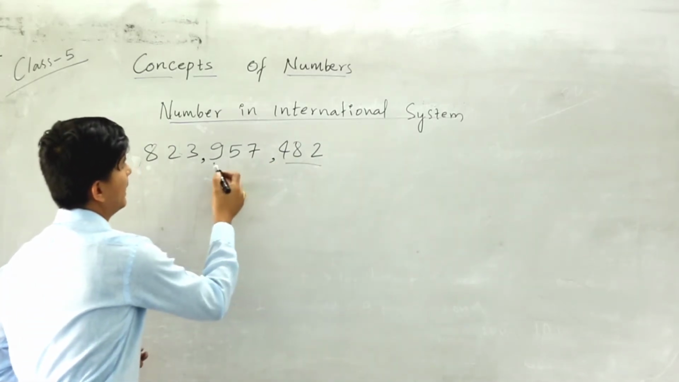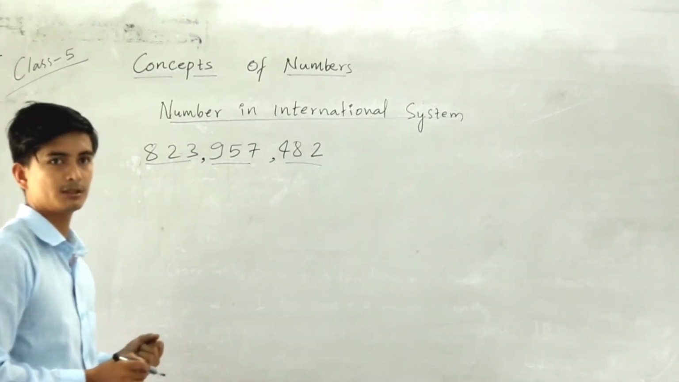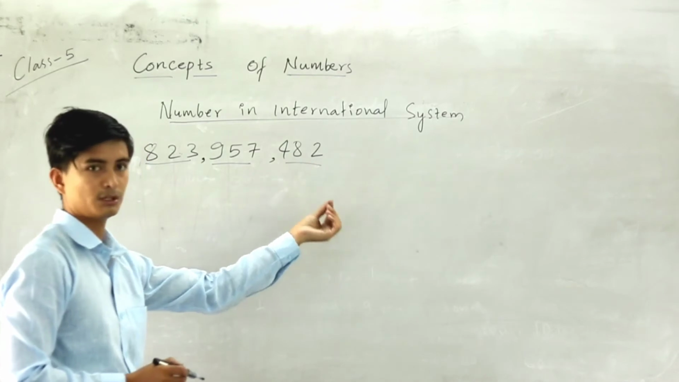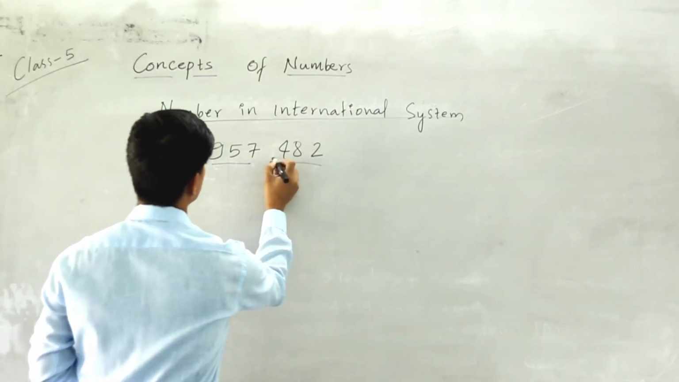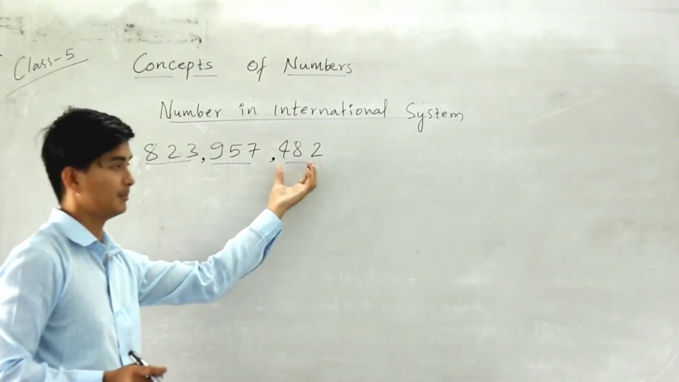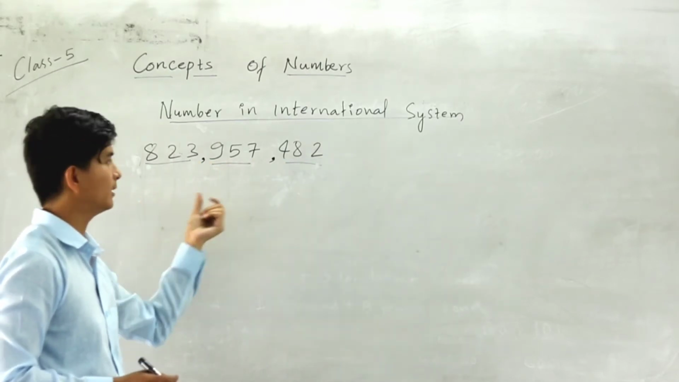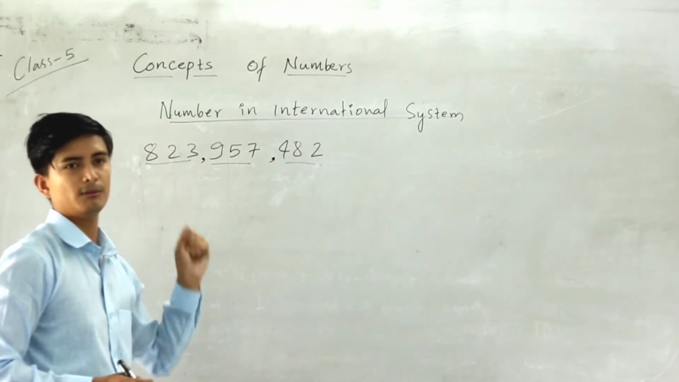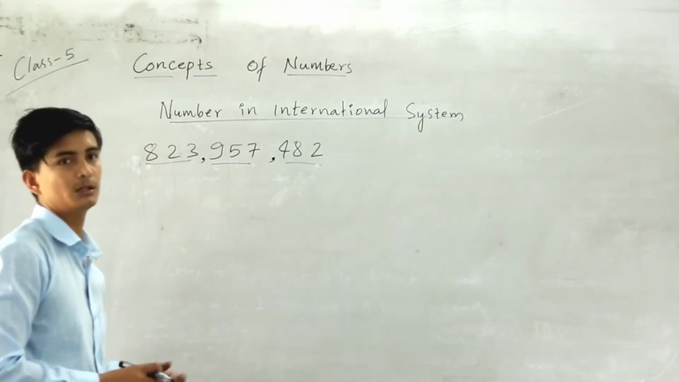Why? Because we have to separate every three digits. Three numbers left, three numbers, three. So like this, you can put the commas. In national system, what we did was separate the first 3 numbers, and then 2 like that. But here, everywhere we have to take three numbers and put the comma.